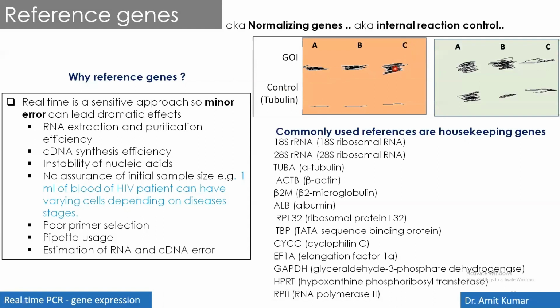How you can overrule that possibility is by using a control gene. In this case, let us suppose we use tubulin, which is a housekeeping gene, and you can see that it has expressed in equal amount in all the three conditions. So it can assure that you have done everything correctly up to the best of what you can, and the differences you are seeing in your gene of interest in the condition C is a valid increase in the gene expression. Now consider the second example in the green box over here.